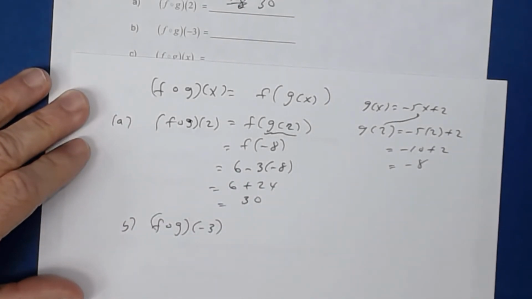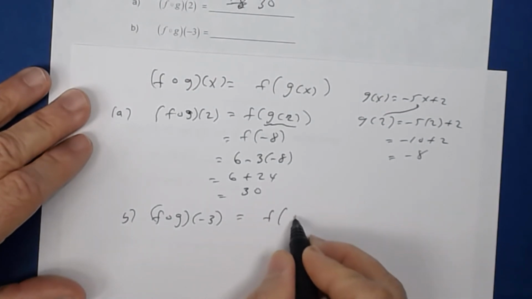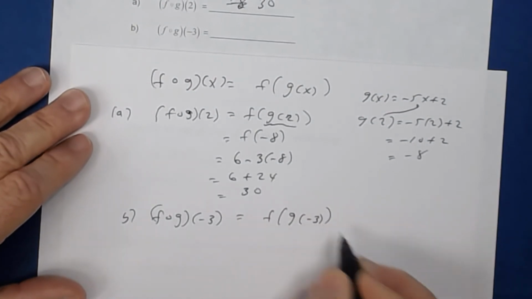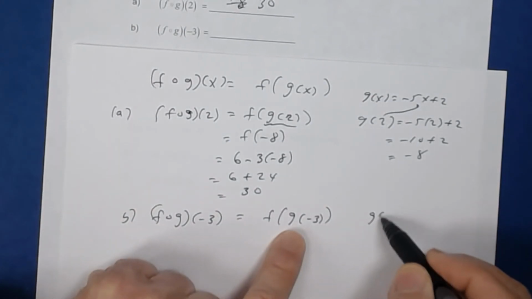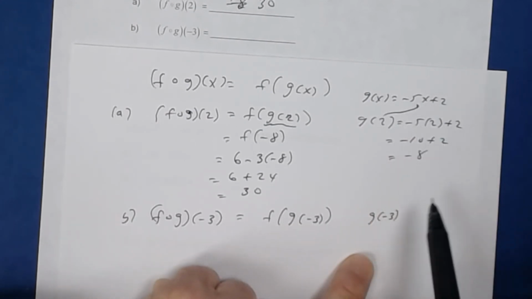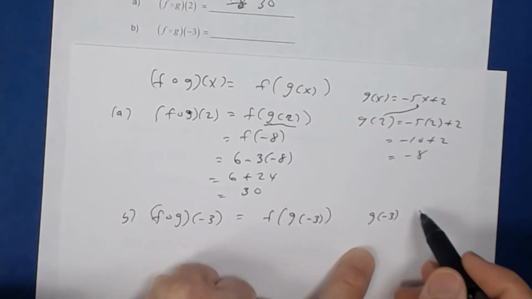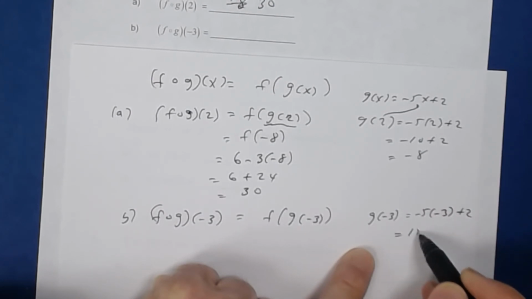All right, b: you have this time f composed with g at negative 3. By definition, that's going to be f of g of negative 3. That's how you write that. Then we've got to find g of negative 3 first. Again, that means I go to my function g, where we see the variable x, I substitute negative 3. So I get negative 5 times negative 3 plus 2. That's 15 plus 2, which is 17.